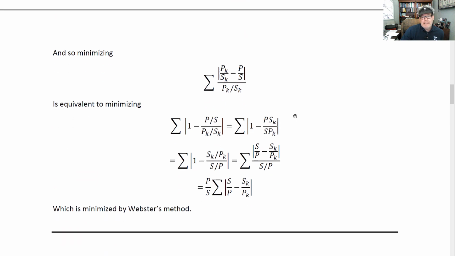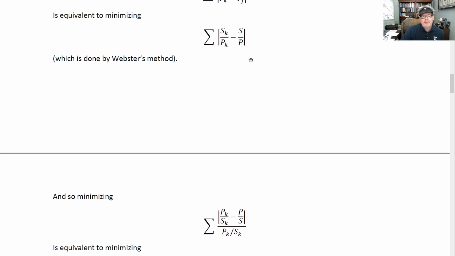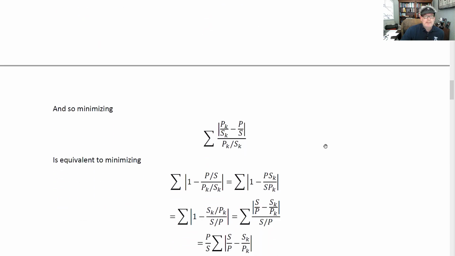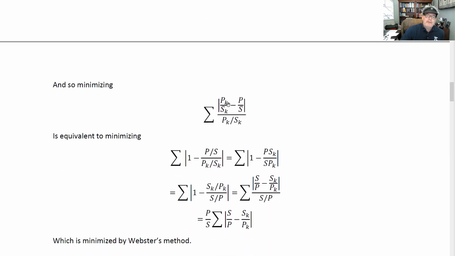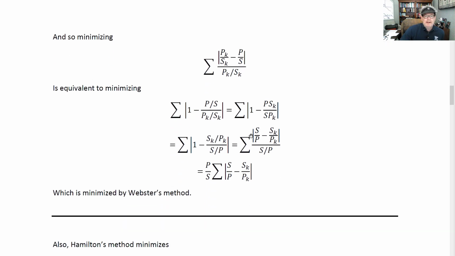But relatively speaking, it's flipped. So it's S over P in absolute terms for Webster. But let's see. If I want to see, relatively speaking, PK over SK minus the ideal, minimizing this, so just divide this fraction into the numerator.